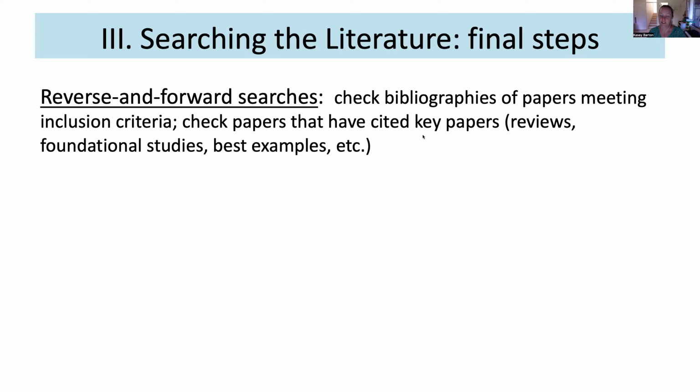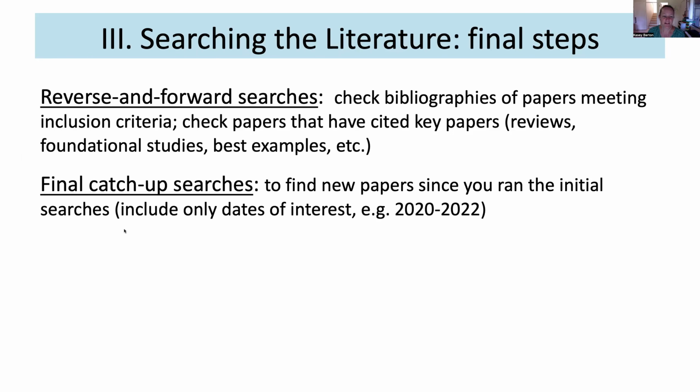And then for really good papers, reviews, or some of the most exciting examples, I do forward searches. I look at all the papers that have cited that paper, which you can do easily in Web of Science. Reverse and forward searches are a really productive way to identify additional relevant papers. I'd say probably half of the papers that end up in my assessment come about through these reverse and forward searches. So don't skip these. They're really helpful.